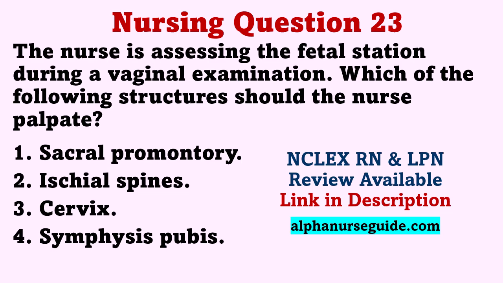The nurse is assessing the fetal station during a vaginal examination. Which of the following structures should the nurse palpate? 1. Sacral promontory. 2. Ischial spines. 3. Cervix. 4. Symphysis pubis. The correct answer is 2. Ischial spines. Palpating the sacral promontory assesses the obstetric conjugate, not the fetal station. Station is assessed by palpating the ischial spines. Palpating the cervix assesses dilation and effacement, not fetal station. Palpating the symphysis pubis assesses the obstetric conjugate, not the fetal station.